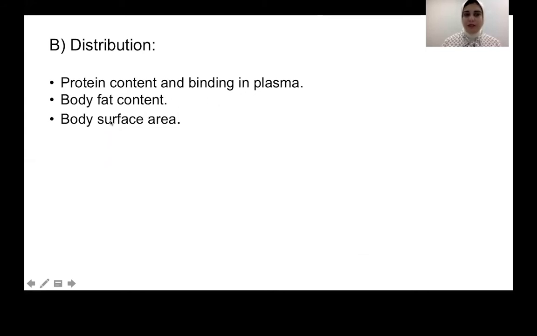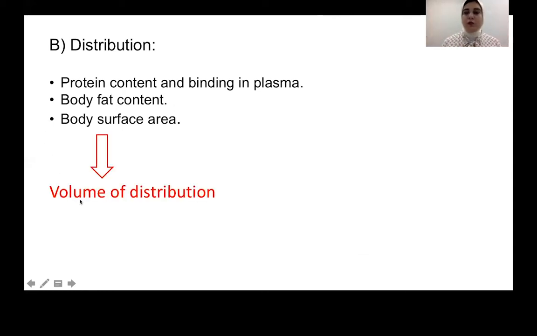What happens in pediatrics? The protein content and binding in plasma is different for the drug. Maybe protein content is not high enough like in adults, so the amount of free drug in the blood is higher. So we expect a higher effect. The body fat content, of course, the baby has less body fat. The body surface area, of course, is smaller than in adults. These factors affect the distribution of the drug in the body.